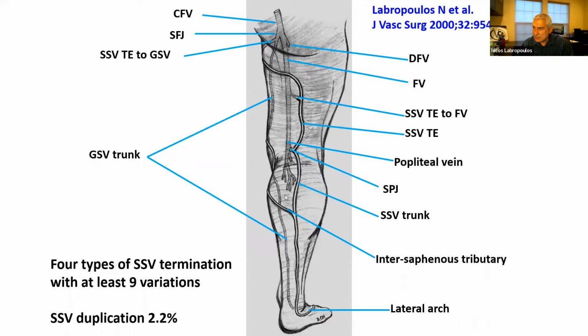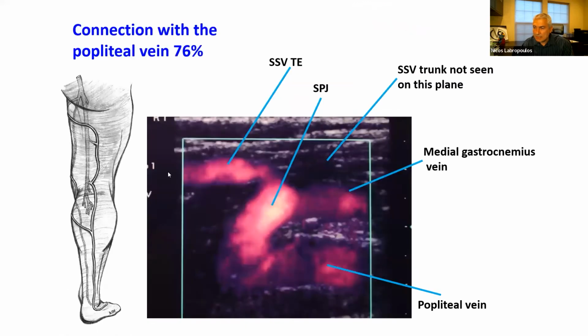We discussed this. What I like to remind you here, the popliteal vein is down at the bottom. This is the saphenous vein joining the popliteal. That's the saphenopopliteal junction that is present in 3/4 of the people. So 1 in every 4 people does not have a saphenopopliteal junction.